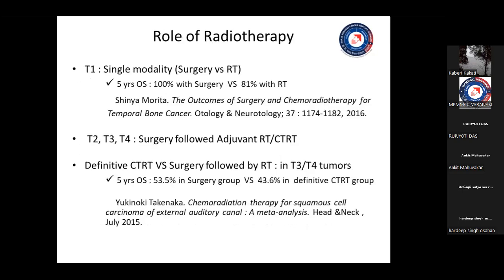Regarding the role of radiotherapy, in T1 disease we usually go ahead with a single modality, surgery versus radiation, but surgery always shows a trend towards better outcome, with a 5-year survival of even 100% in some literature versus 81% with radiation. In T2, T3, T4 tumors, surgery followed by post-op radiation or chemoradiation is the protocol. Definitive CTRT versus surgery in T3 and T4 tumors, again, surgery followed by radiation has shown a better outcome trend, with 50% as compared to 43% in definitive CTRT.